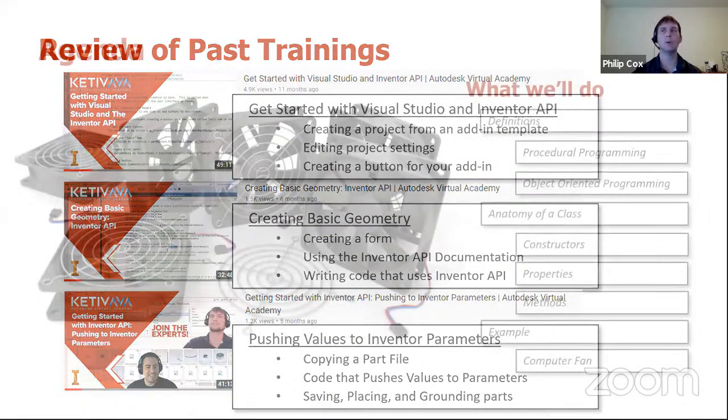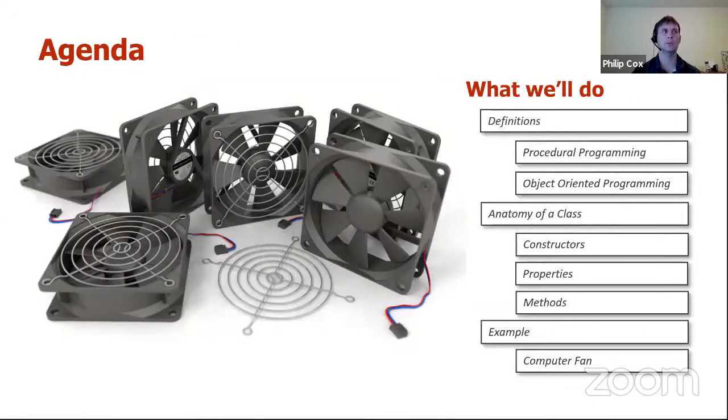So let's talk about what we're going to do. First off, we will be talking a little bit about definitions, the theory of it, the difference between procedural programming and object-oriented programming. Then next, we're going to go into the anatomy of a class. We're going to do constructors, talk about what they do, properties, and methods. Those are the three basics that you need to know to get started. And then we'll look at an example.